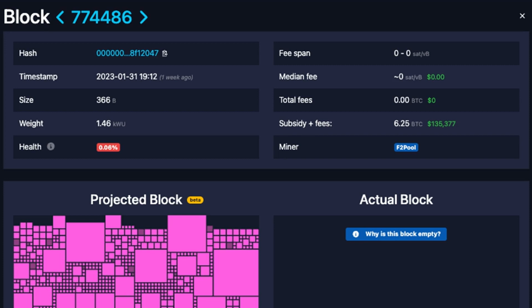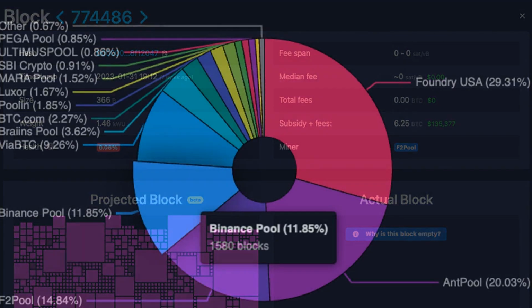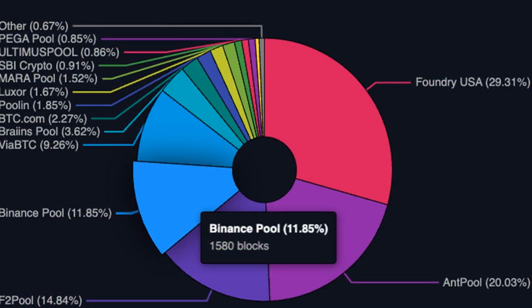First, while an empty block might seem strange at first, it's actually a normal occurrence on the network. The last time it occurred was little over 2 weeks ago, in block 774,486. Miners are incentivized to mine blocks as quickly as possible, and sometimes they will mine a block before they have received any transactions to include. When this happens, the block remains empty.